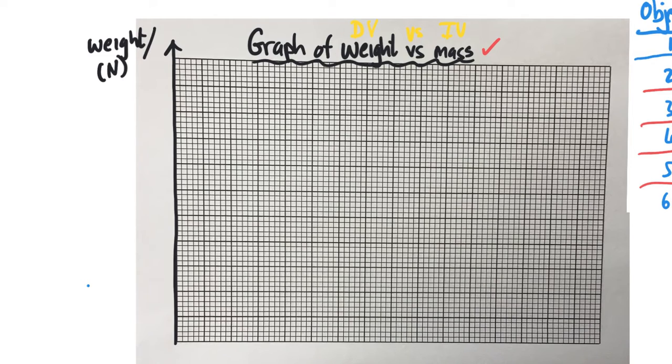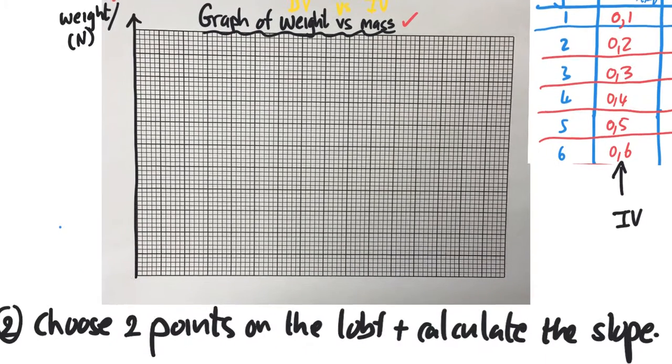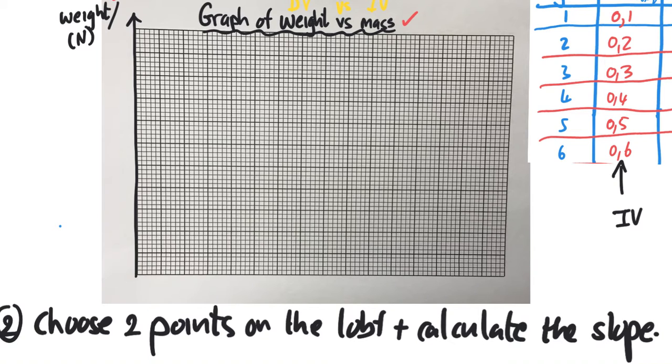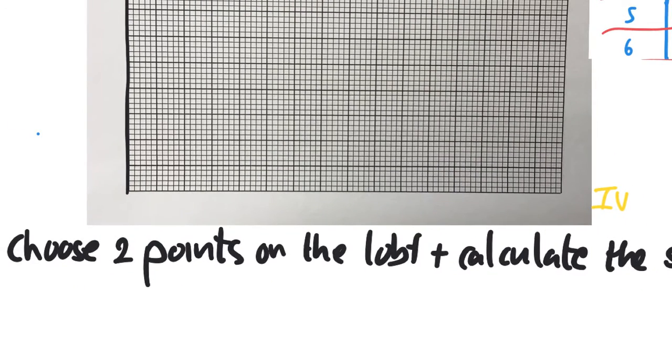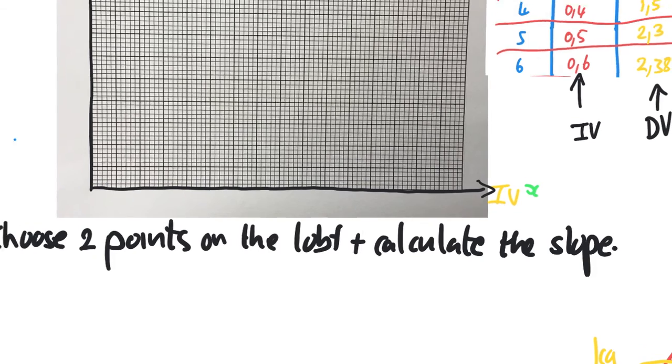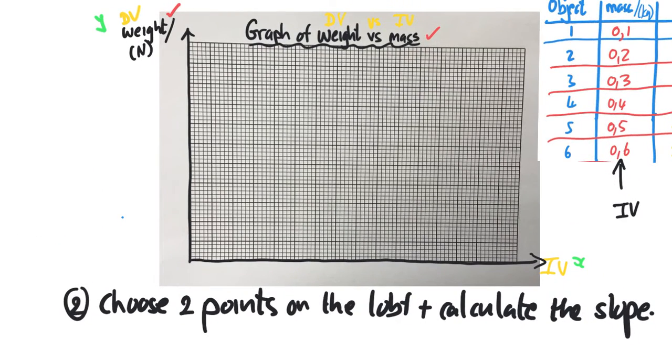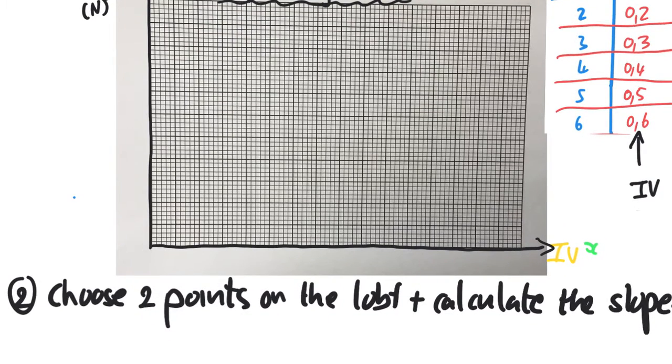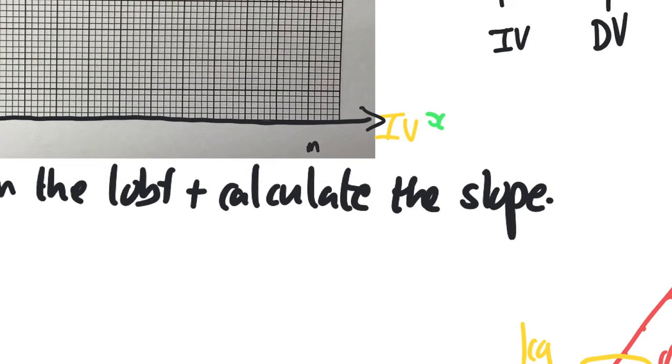So there's a mark for the label on that axis, and remember, we always put the dependent variable on the vertical axis and the independent variable on the horizontal axis. So it's y and x, like in mathematics, the Cartesian plane. And this in actual fact is a Cartesian plane. This is the x and this is the y. But now our x and y is mass and weight respectively. So here we're going to say, this is mass, and that's in kilograms.